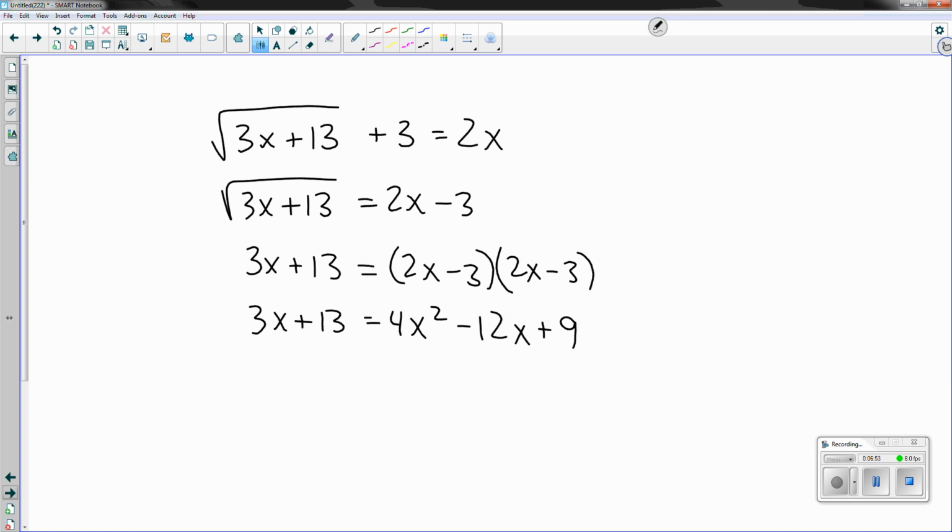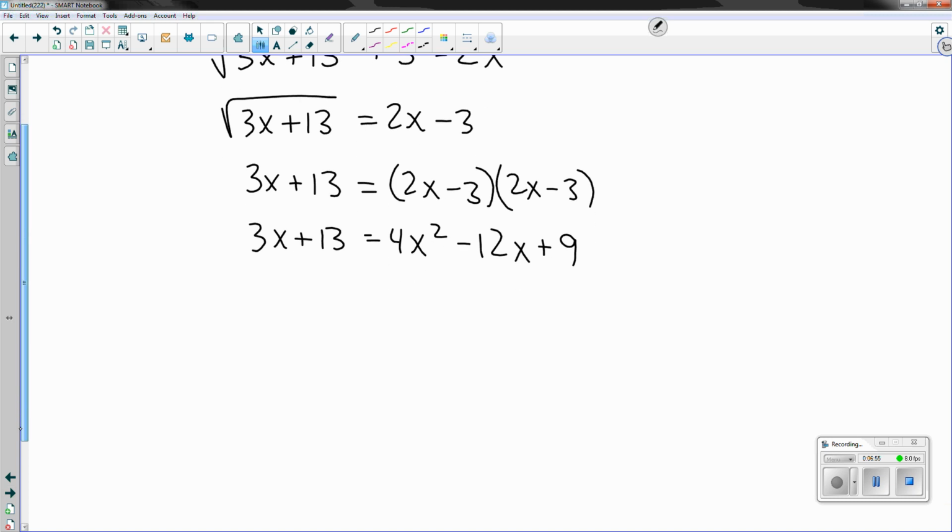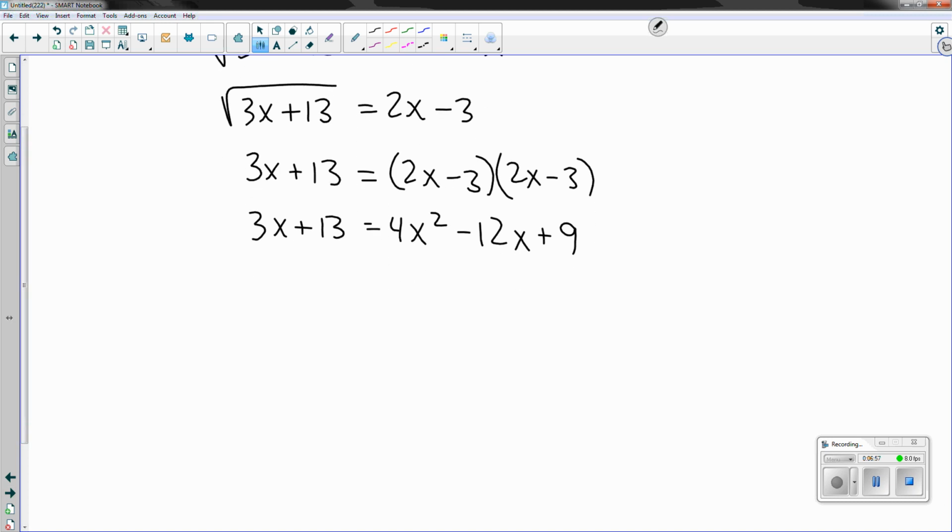Okay. At this point, we have a quadratic. So when we have a quadratic to solve, if a linear term is present, we must set the equation equal to 0. So I'm going to move the terms on the left to the right, and we're going to get minus 15x, and it looks like minus 4. We're going to factor this quadratic.